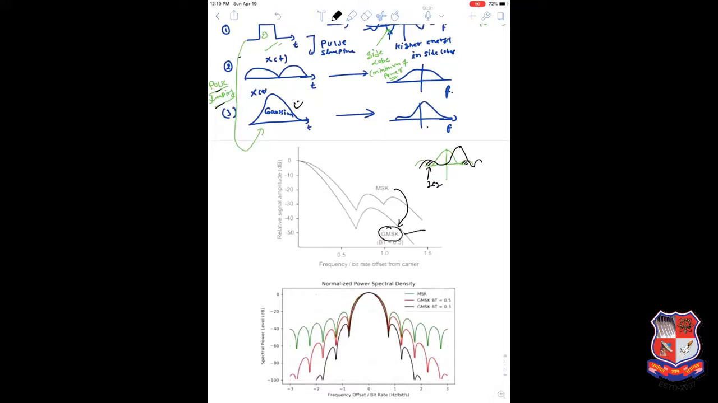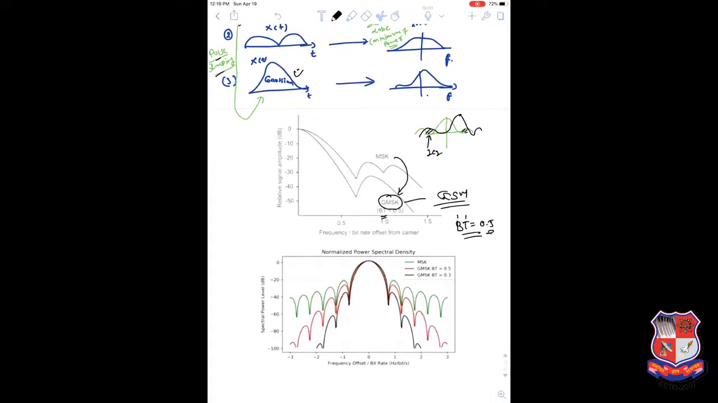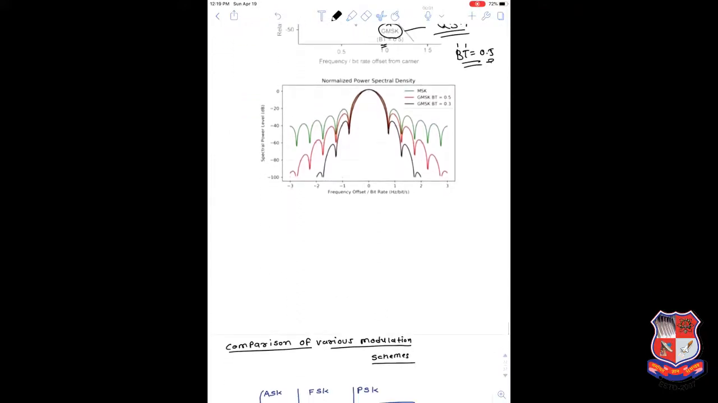And this GMSK is widely adopted in the GSM system as the key modulation scheme, with an optimum value of BT of 0.5, where B is the bandwidth and T is the time period. Now if we move further, we have different values of GMSK, 0.5 and 0.3, and this is MSK. So for MSK, if you see here, this is your main lobe, where the maximum power should be constrained, and these are the side lobes. Here also, these are all side lobes.